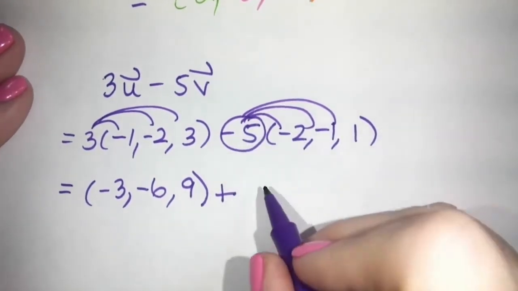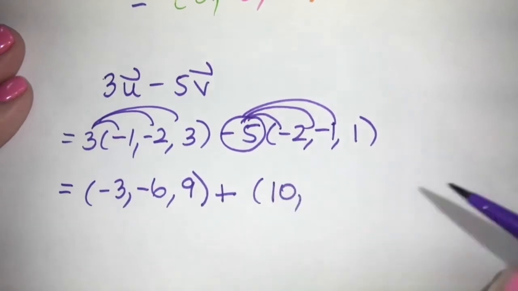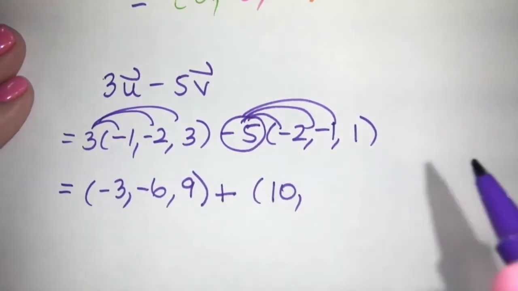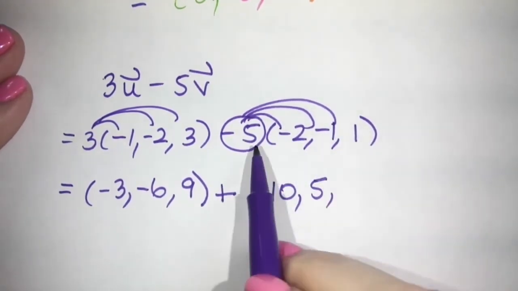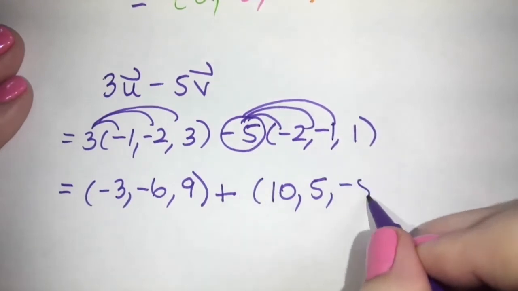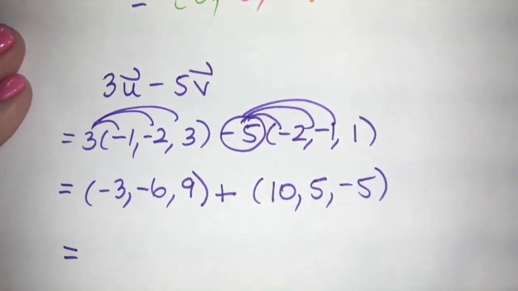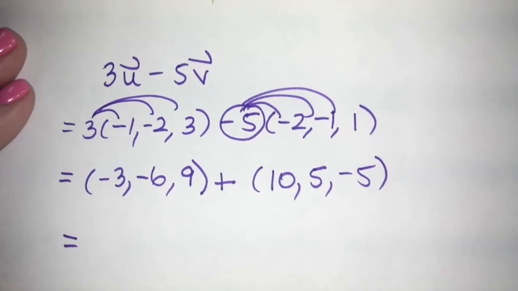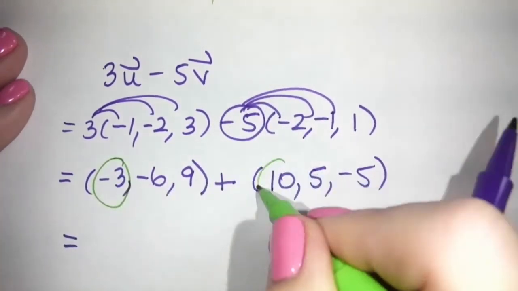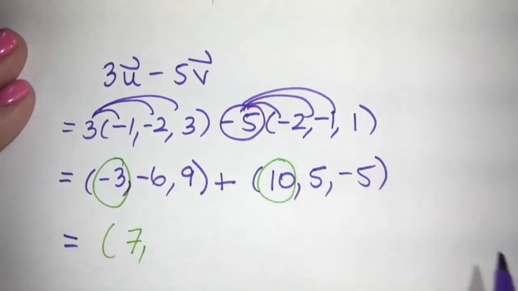So -5 times -2 would be +10. -5 times -1 would be +5. And -5 times 1 would be -5. And then we're back to an adding of vectors question. So we have -3 plus 10 here would be 7.